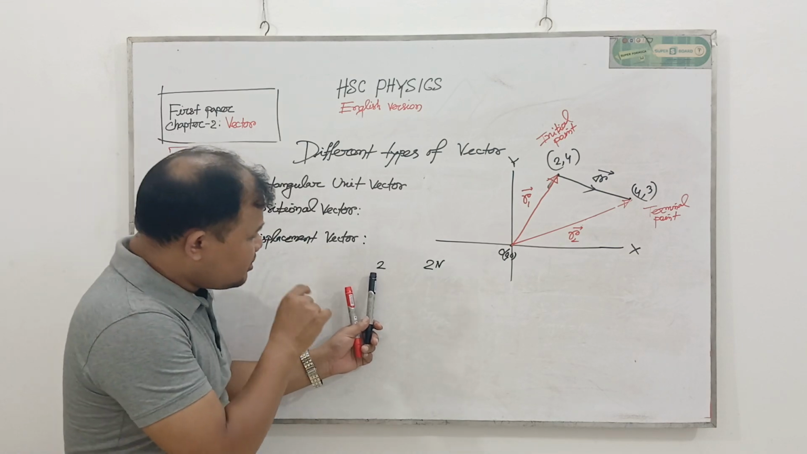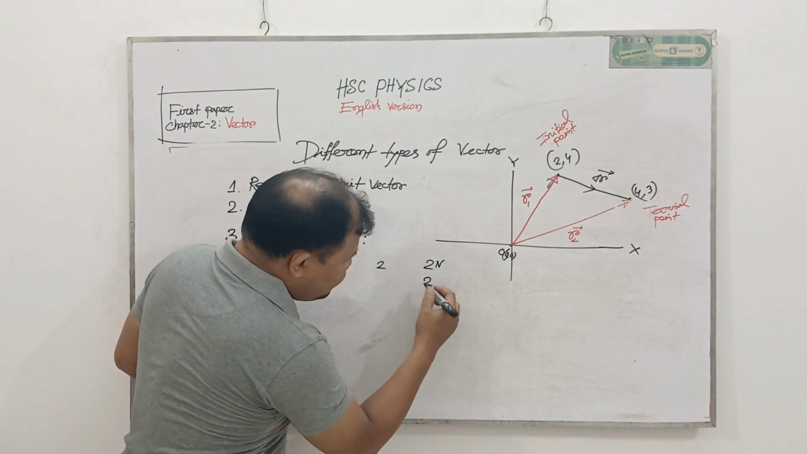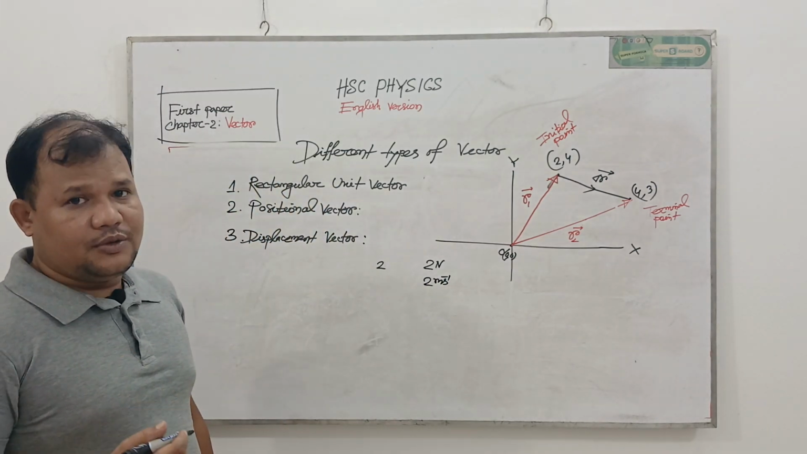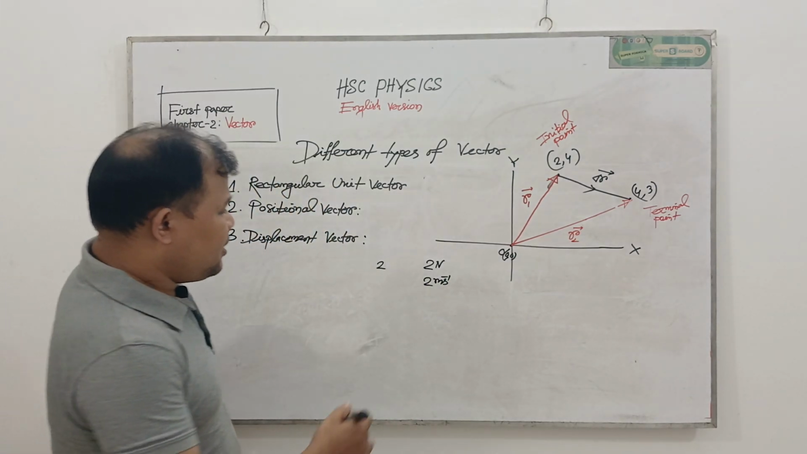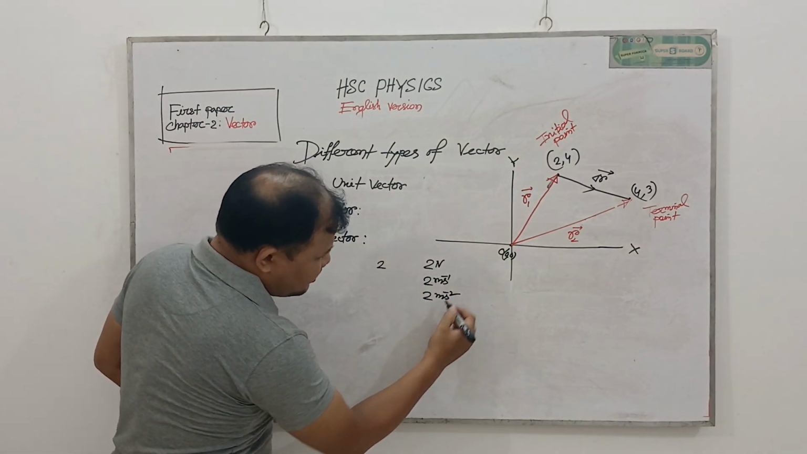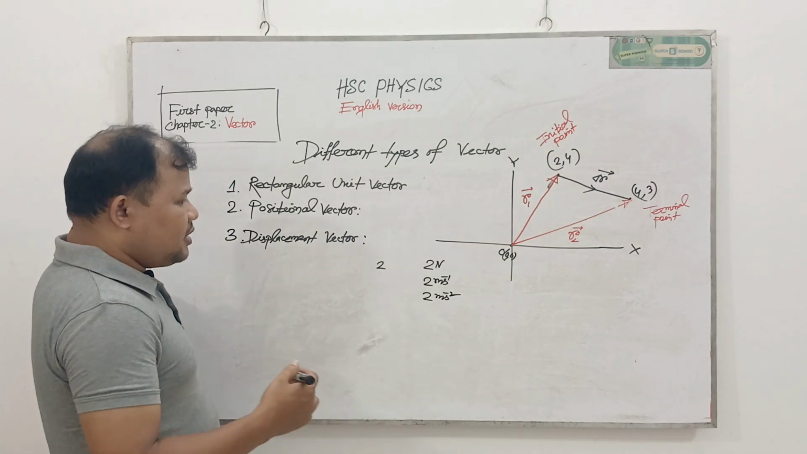Now this is a number. After 2, if we use meter per second, now 2 represents the velocity of something. After 2, if we use meter per second square, then now 2 represents acceleration or deceleration.